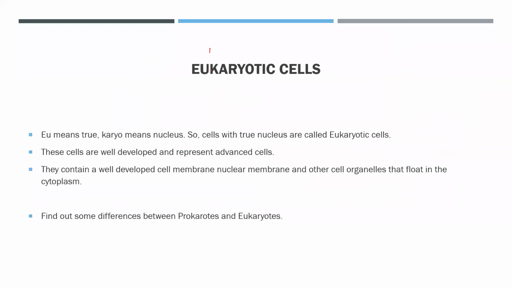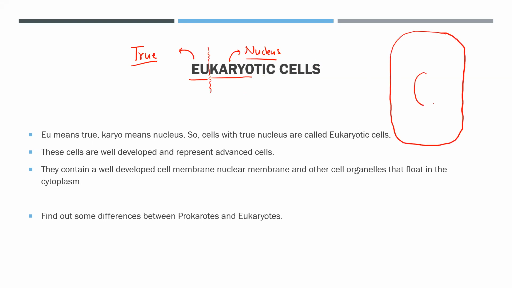Now, in the case of the eukaryotic cell, as you can see, it is made up of two terms. We will do Sandhi Vichhed here also, right? So the word U means true, and the word karyo means nucleus. So the cells with a true nucleus, that means a well developed and advanced type of nucleus, are termed as eukaryotic cells. So the eukaryotic cell can be represented as a cell which is having a well developed nucleus like this.